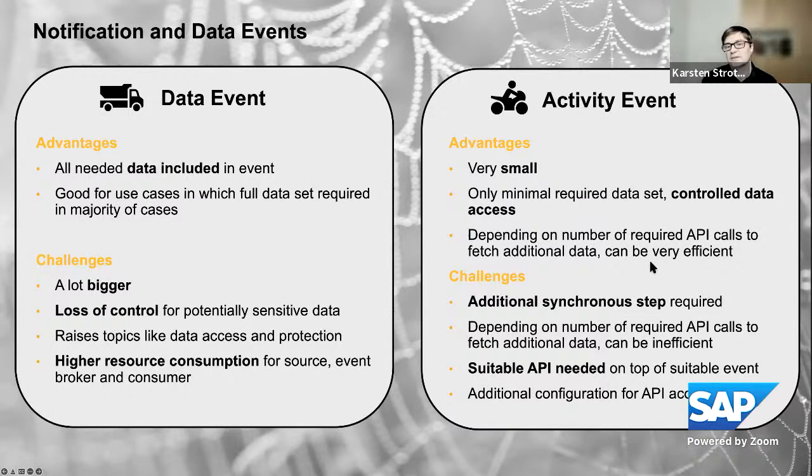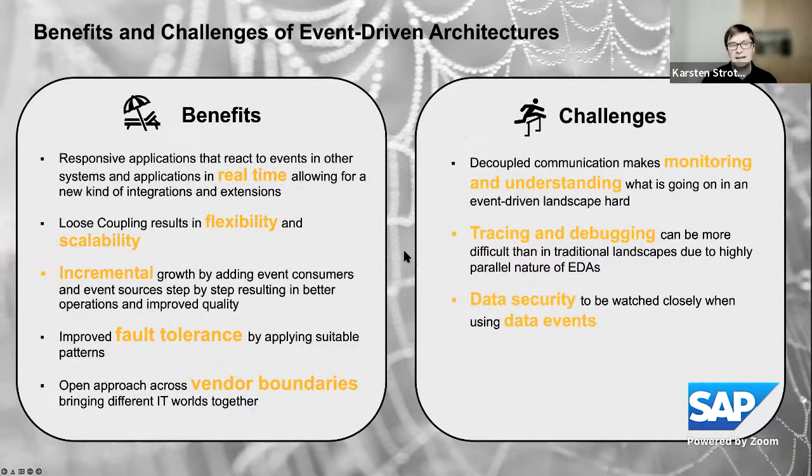In respect to the activity events, those are very small. The controlled data access is an advantage. Nevertheless, there's this additional synchronous step required, depending on the number of required API calls to fetch the additional data. That can either be very efficient or inefficient. So you have to see if you have 100 calls, or if you have 100 events and you just need one call back, that is a very efficient approach, obviously. So you have to see what the balance is in respect to events and API calls. And you always need a suitable API, obviously. Otherwise, you can't execute on that call. On top of that, you do have some additional configuration for the API access instead of just setting up the events there.